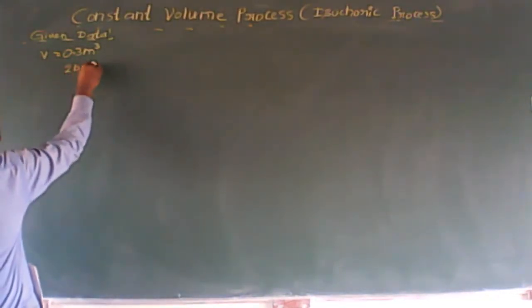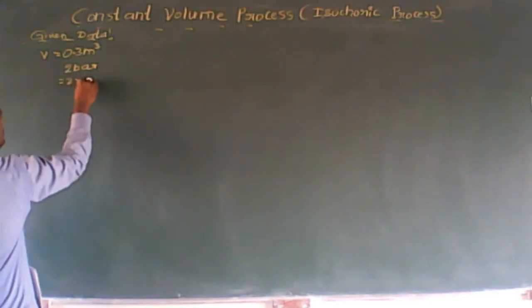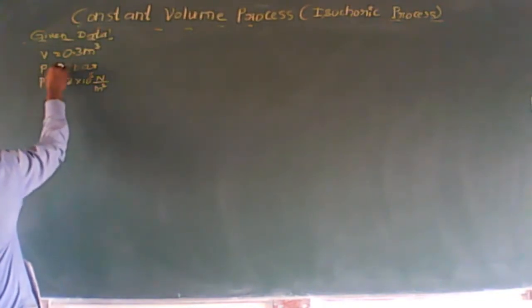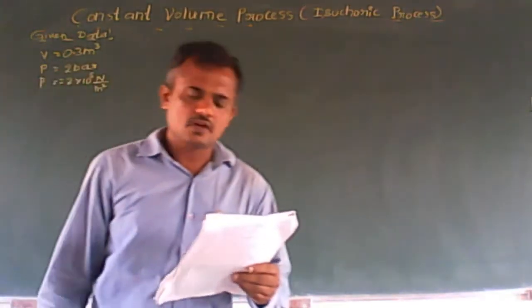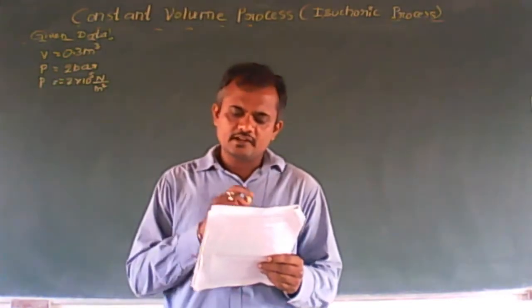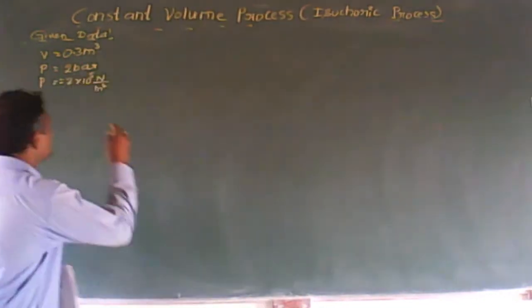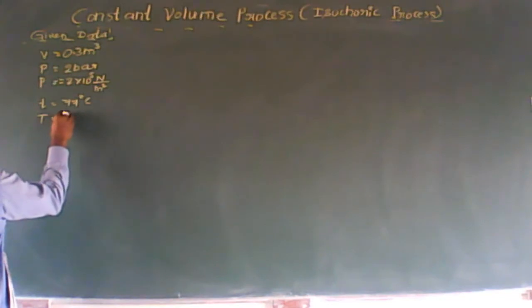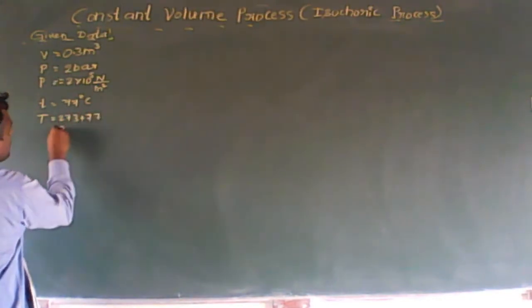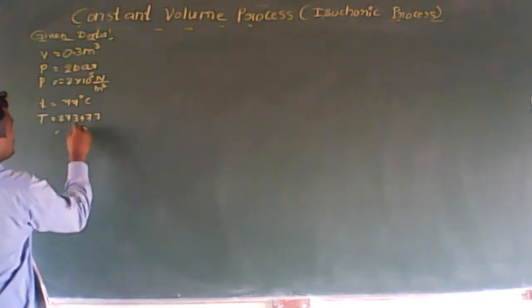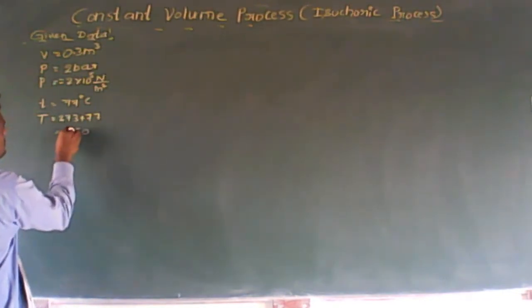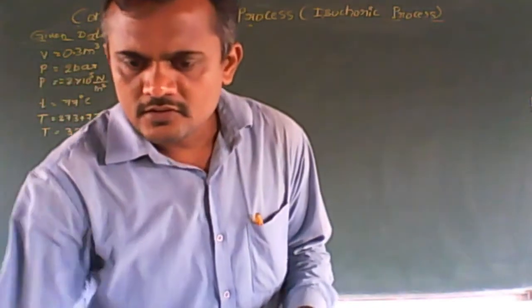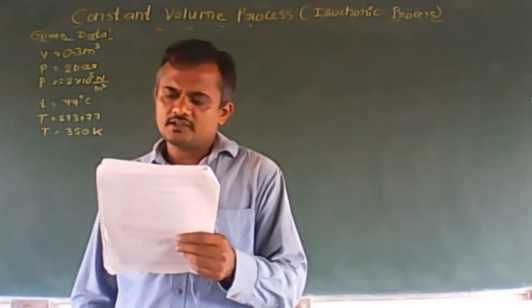Instead of bar I can write it as 2 into 10 raised to 5 Newton per meter square. It is a unit of what? Pressure. So pressure 1 or pressure 2, afterwards we will decide. And a temperature of 77 degrees Celsius is given. Temperature T is equal to 77 degrees Celsius. Capital T I can write as 273 plus 77. How much does it become? So 350, right? 350 Kelvin.